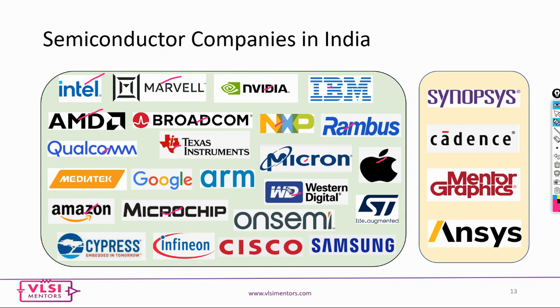Western Digital, which used to be known as SanDisk, and ST Microelectronics, which is there in Noida, have now started offices in Bangalore as well, and then onsemi, Cypress, Infineon, Cisco, Samsung. There are many more. I have just captured a few which are probably well known. For your information, Google also has a VLSI division. So these are all the product companies.